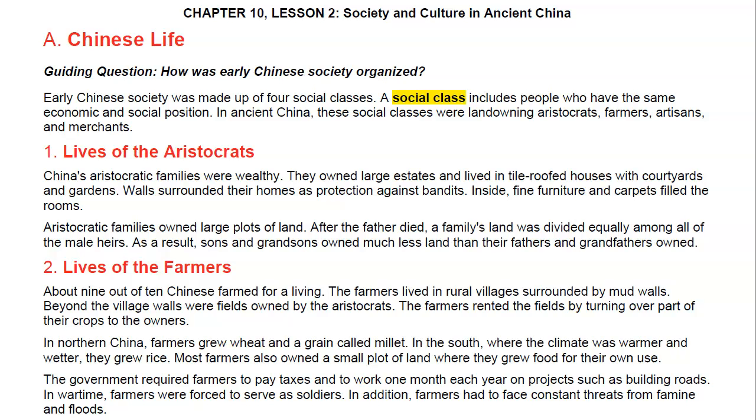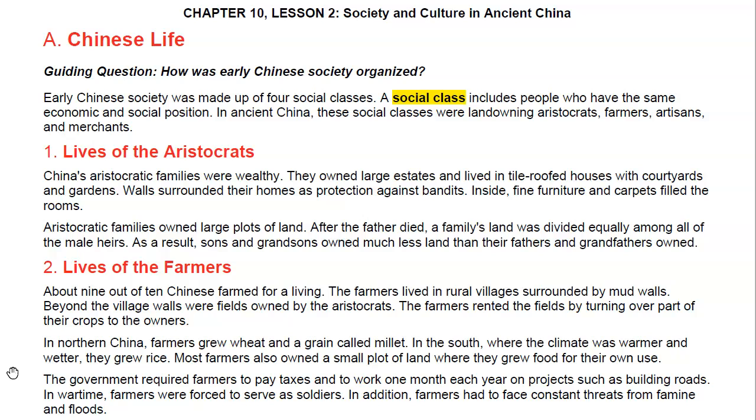Lives of the aristocrats. China's aristocratic families were wealthy. They owned large estates and lived in tile-roofed houses with courtyards and gardens. Walls surrounded their homes as protection against bandits. Inside, fine furniture and carpets filled the rooms.